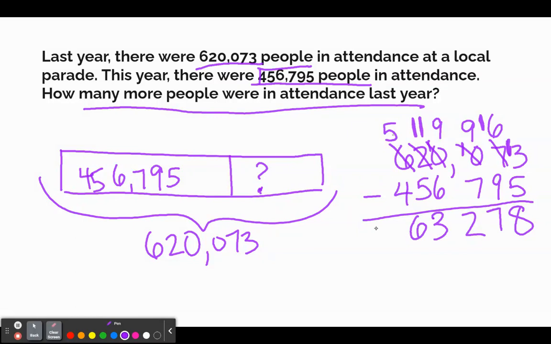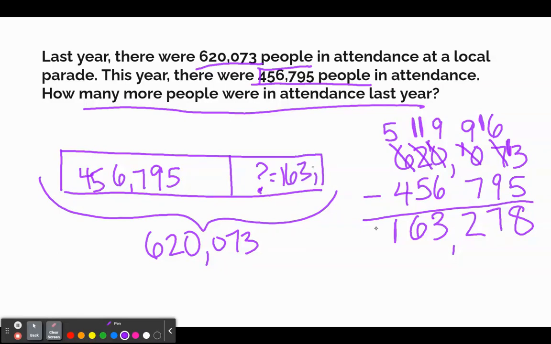Now I have 500,000. I'm going to take away 400,000, and that's going to give me 100,000. So we have 163,278. That's our mystery number. That's how much more people were in attendance last year than this year.